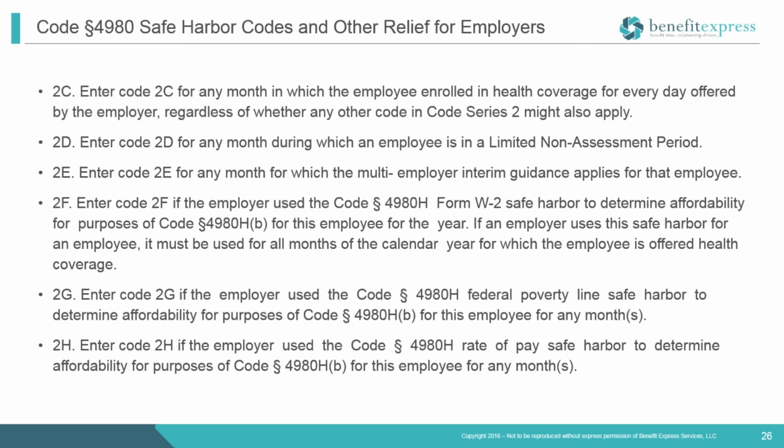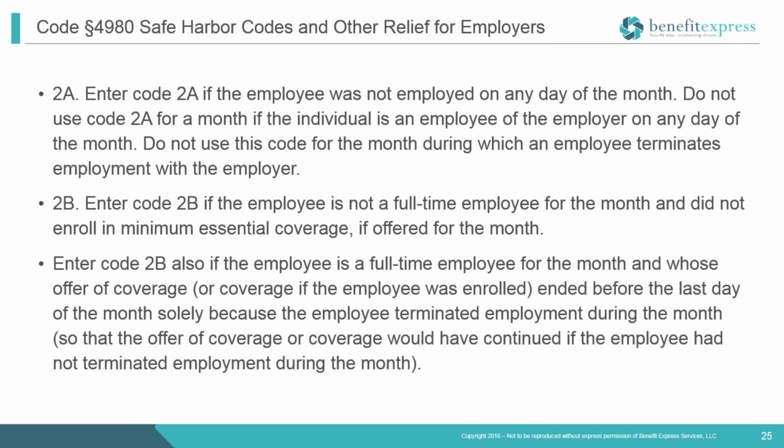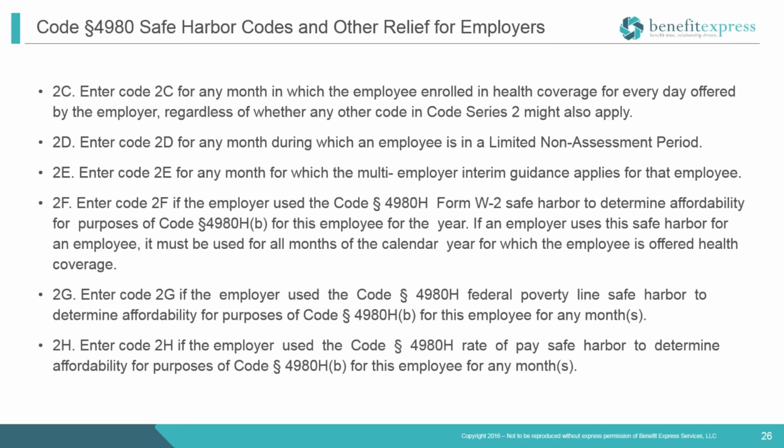So again, it could be a situation where an individual could have 2 or more codes in 1 month. So if they're not working, you use 2A. If they terminated early and their coverage ended early, you could use 2B. If they're covered by the plan, you use 2C. If they're in a waiting period or in a measurement period, you use 2D. And if they waive coverage, you would use 2F, 2G, or 2H. That's where it gets complicated.